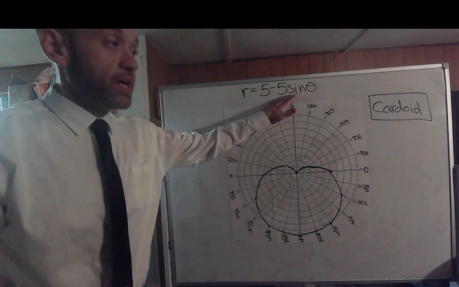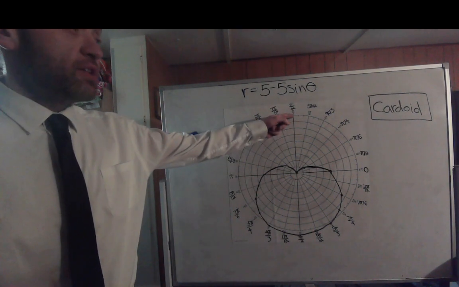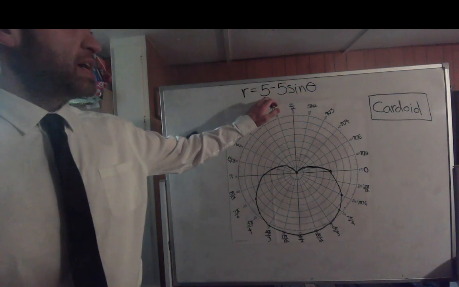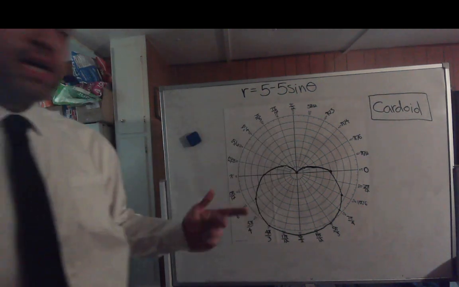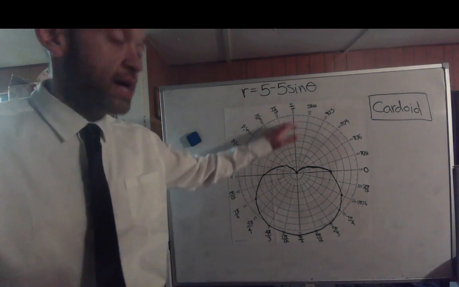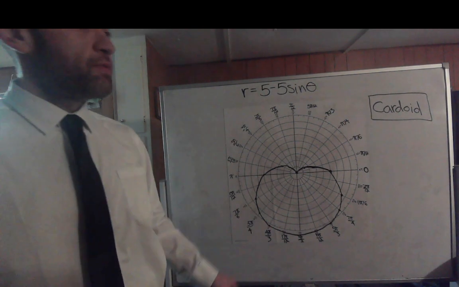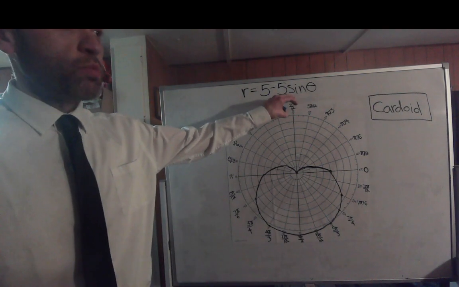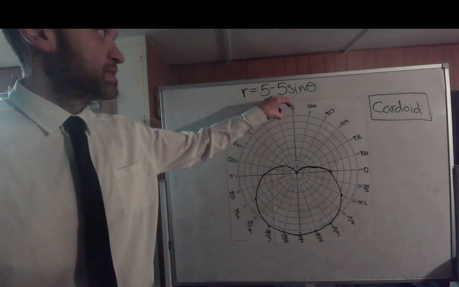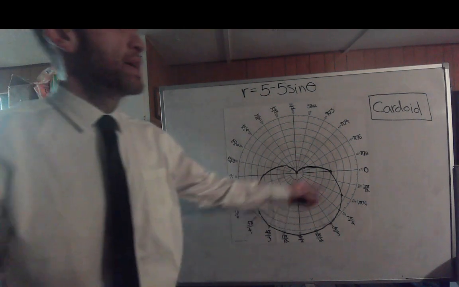Now, since the equation involved sine, it's symmetric again, notice, with pi over 2. Had this been 5 minus 5 cosine of theta, you would have also gotten a cardioid, but it would have been symmetric with the polar axis as opposed to pi over 2. So if you have some function where it's either sine or cosine of theta, no matter what the coefficient is, and then plus or minus some other number, you're going to get a cardioid.